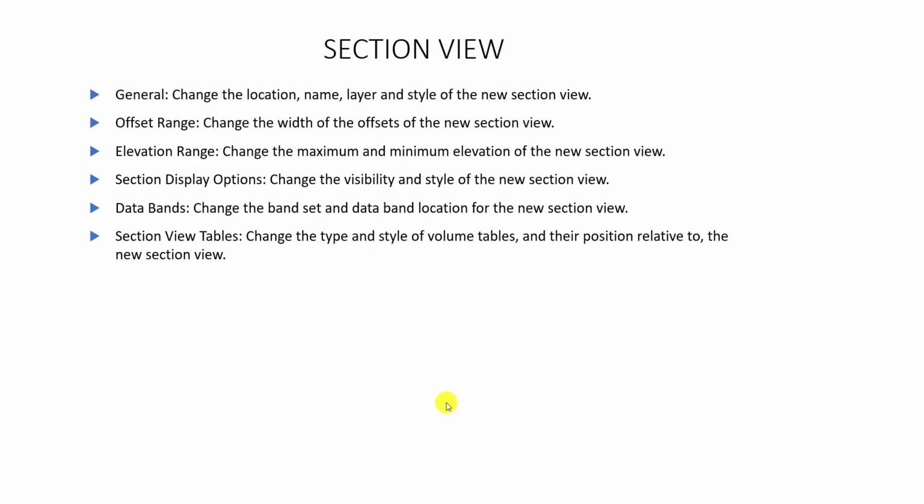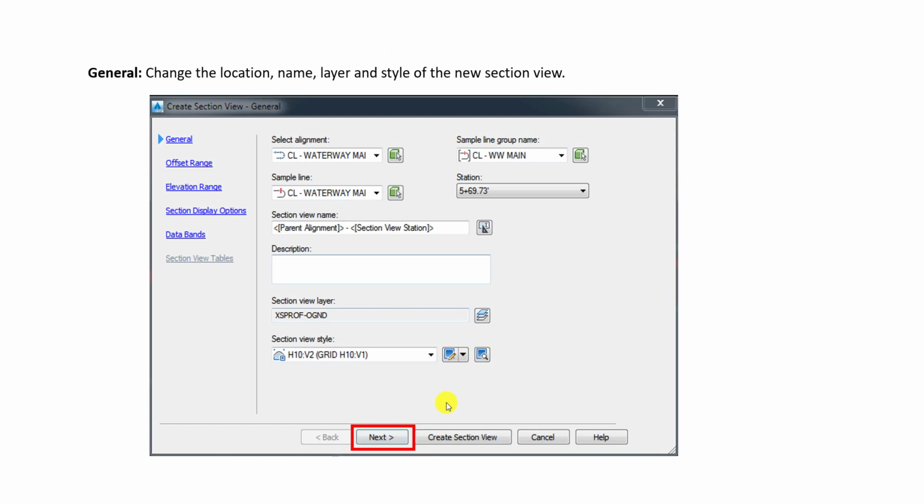General: the location, name, layer, and style of the new section view. Offset range, you can change the width. Elevation range, same thing. Data bands, same thing. So here we are again with this window, Section View, General. Here's the alignment, the sample line, the parent name, so parent alignment, and the section view station. So whatever the alignment name is, in this case Centerline of Waterway Main, and then it's going to have the section view station.